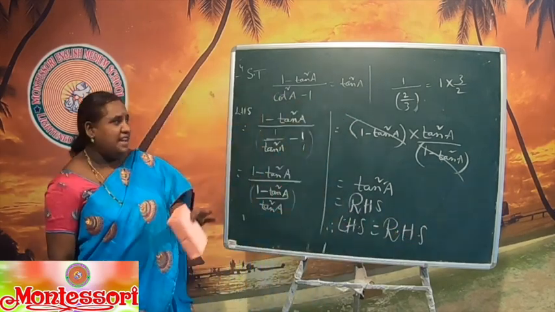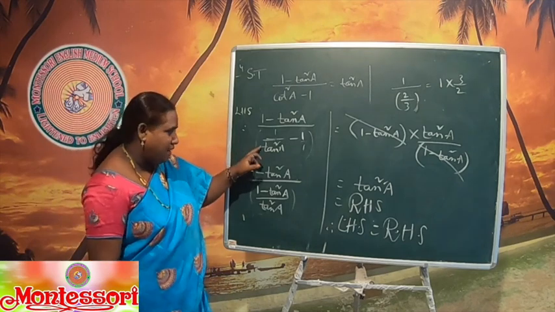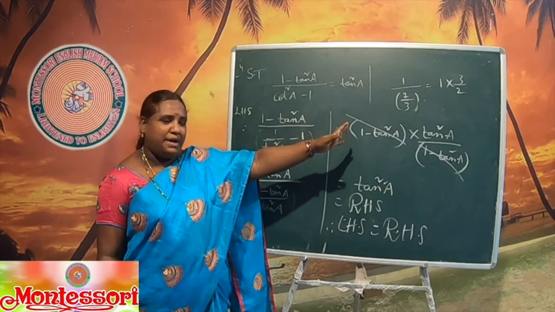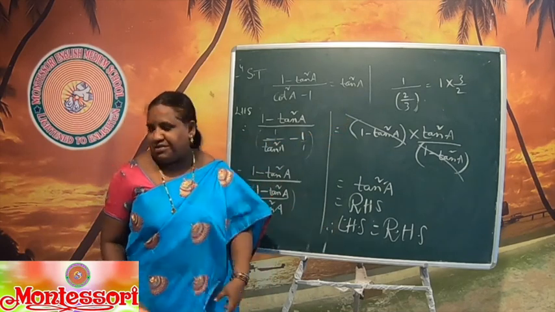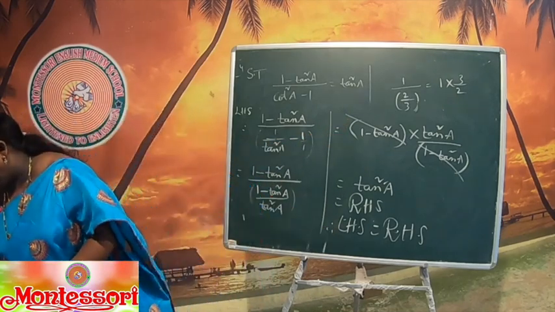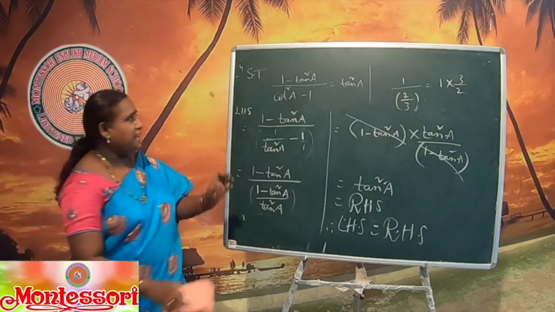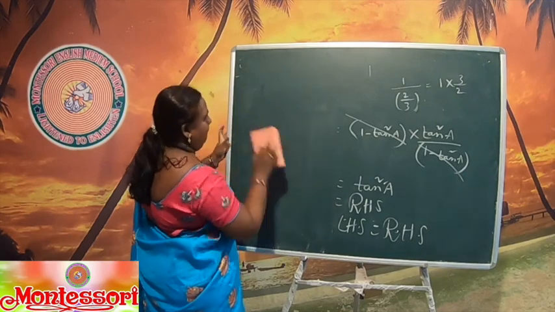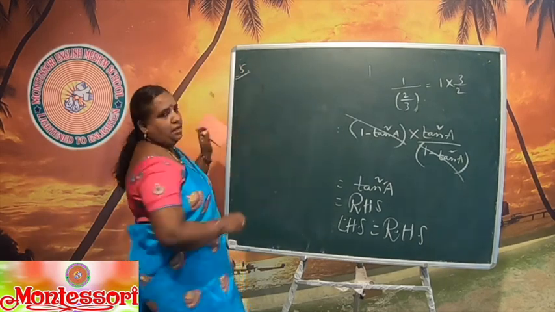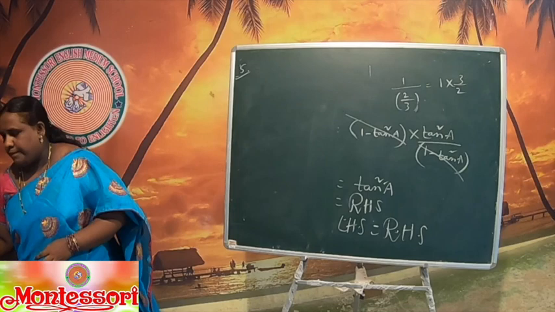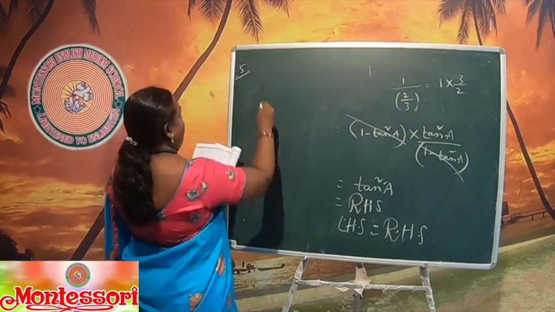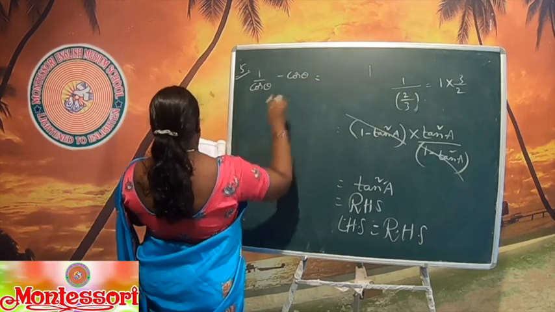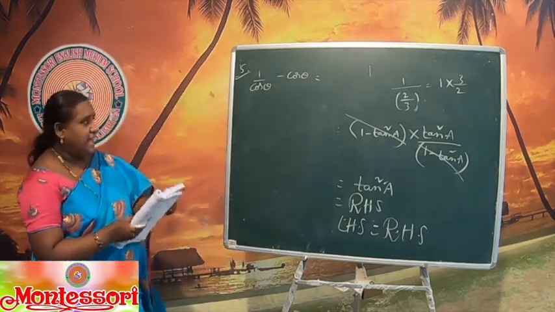So the sums are easy, just a little bit of concentration is needed when you are doing LCM and when you are doing reciprocals, that is for a normal number and for a trigonometric ratio. Now we will go to the next sum, the fifth sum, that is 1 by cos theta minus cos theta is equal to tan theta into sin theta.